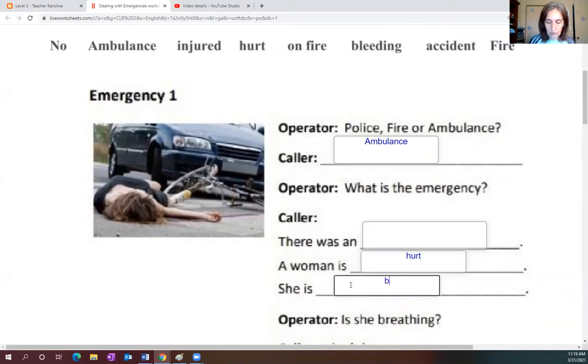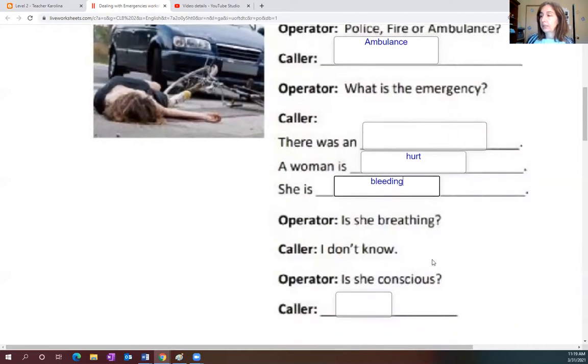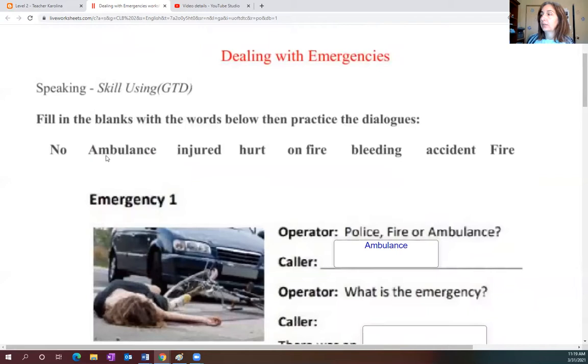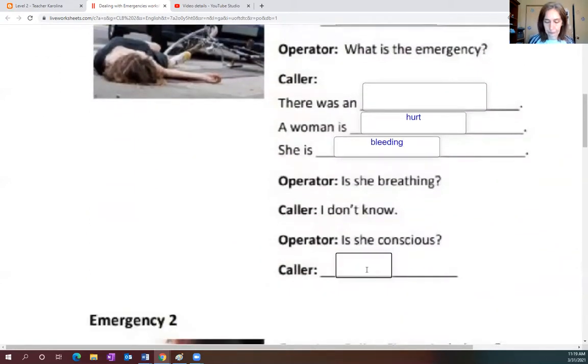What is she doing? Bleeding. She hit her head on something, and as you see, she is bleeding. Is she breathing? I don't know. Is she conscious? And here I don't have yes, I have only no, so you will answer here no. Okay.